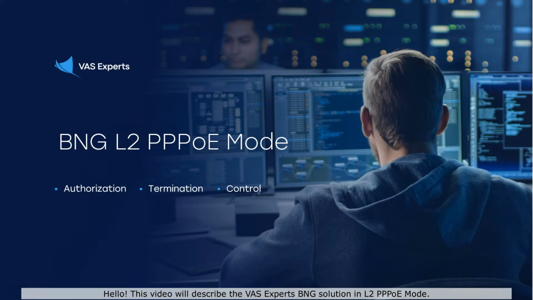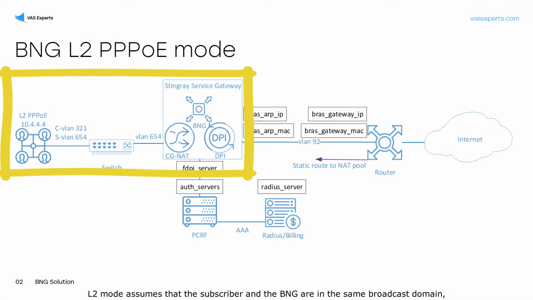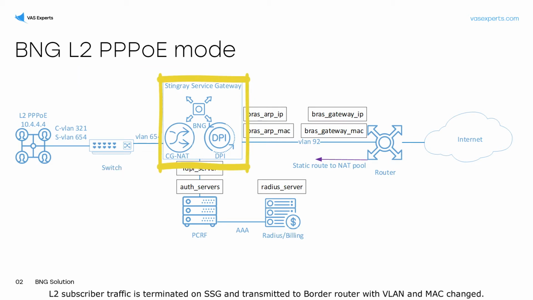Hello. This video will describe the VAS Experts BNG solution in L2 PPPoE mode. L2 mode assumes that the subscriber and the BNG are in the same broadcast domain, where the SSG works with all requests. L2 subscriber traffic is terminated on SSG and transmitted to the border router with VLAN and MAC changed.